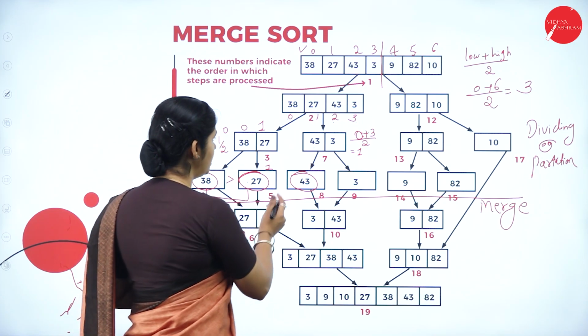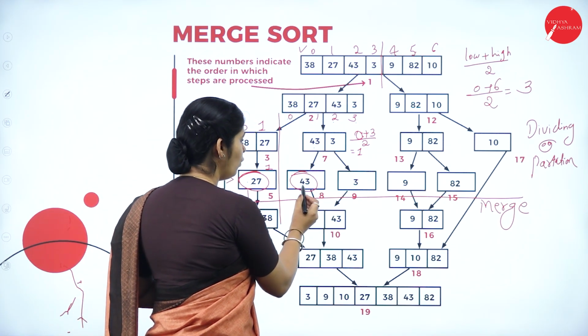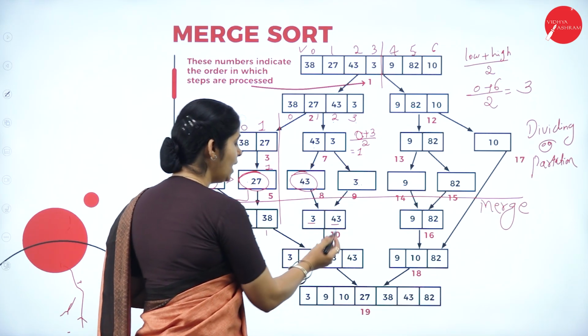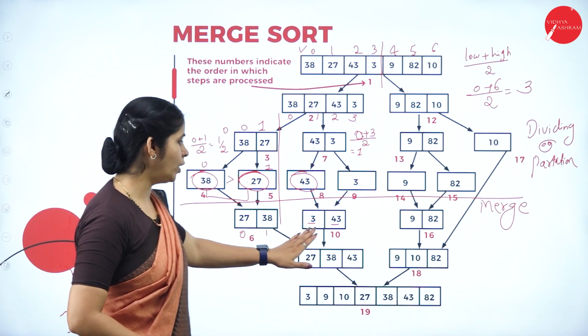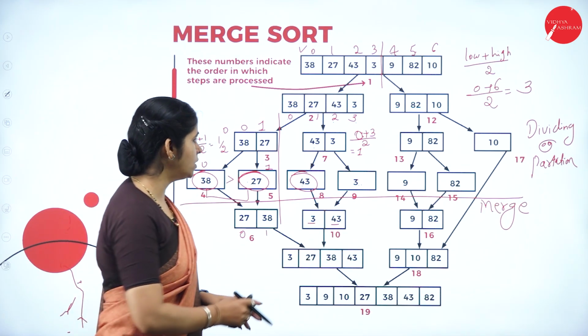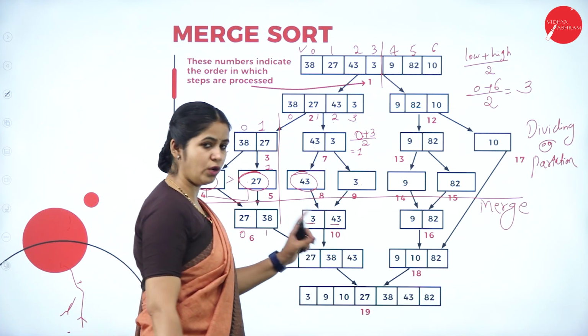Then after this half is done, compare with this half, 43 and 3. What do we have to do? We have to again arrange the elements according to their order, right? According to their order, 3 is less than 43, so 3 will be in the first place and 43 in the second place.